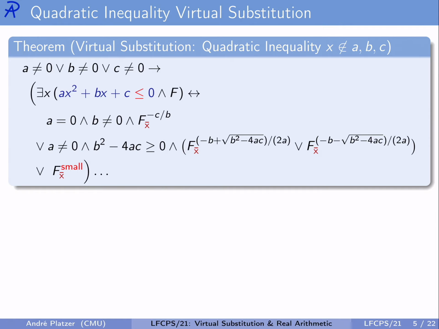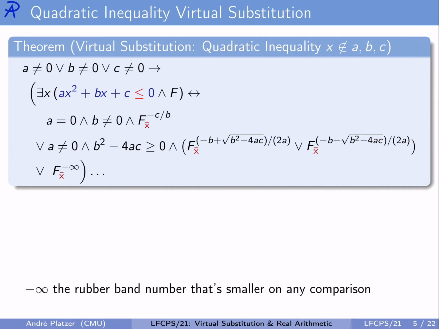Well, suppose we were to plug in a really, really small number, minus infinity. That would correspond to plugging in really tiny numbers. The only problem is, what is minus infinity? It's a rubber band number, sort of, that whenever you compare it to another number, it will say minus infinity is smaller than any other number you measure it with.